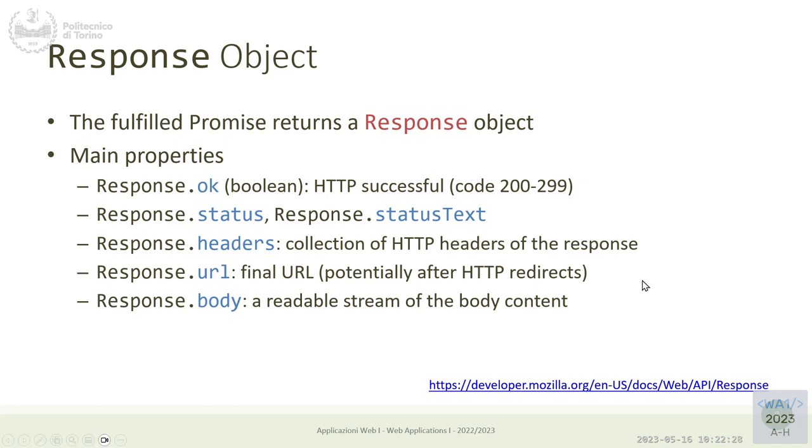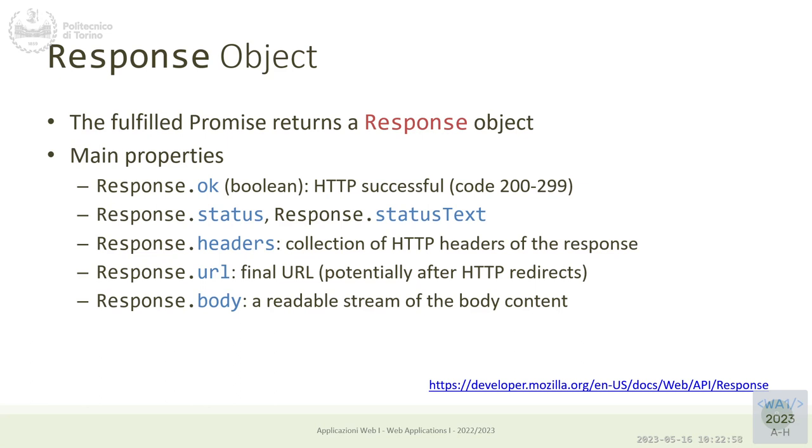That has some properties. Basically, the important one is the OK property that will tell me whether the response had a successful status code. So remember, HTTP status codes go from 100 to 599, and the 3, 4 and 5 hundreds signal some kind of error, okay, or problem in executing the request.